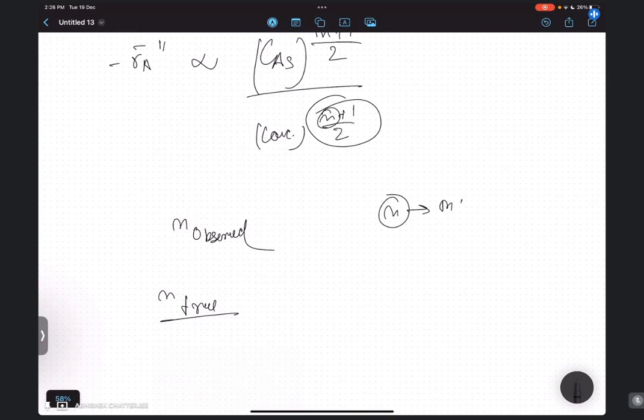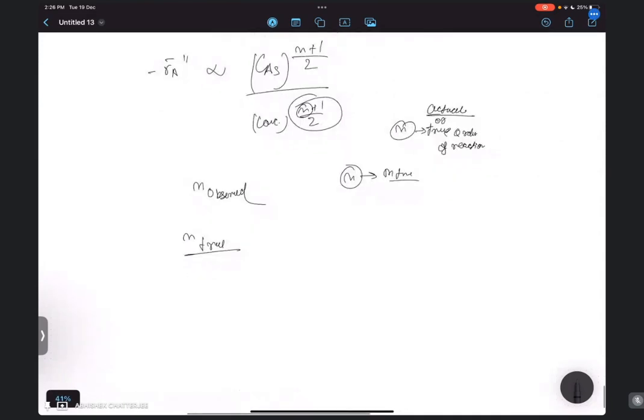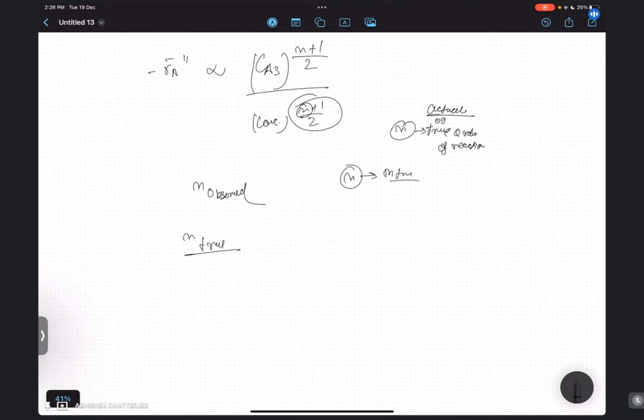ठीक ना, ये n क्या है जो यहाँ पे n है? This n is your true order of reaction. True order of reaction means actual order of reaction. True means what? True or actual? Actual order of reaction. But however, in case of strong pore diffusion regime, it is not necessary that your actual order of reaction and your observed order of reaction both are same.